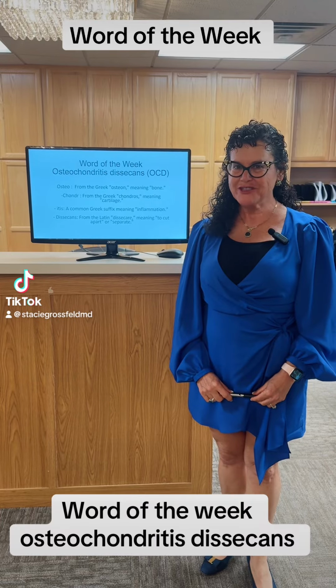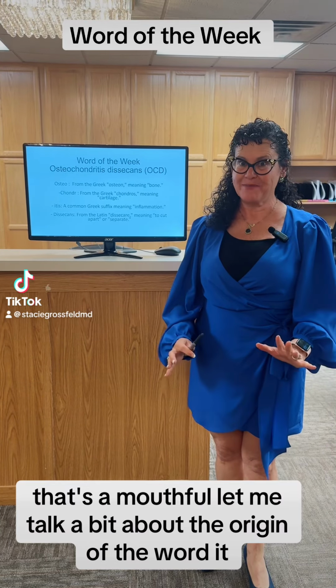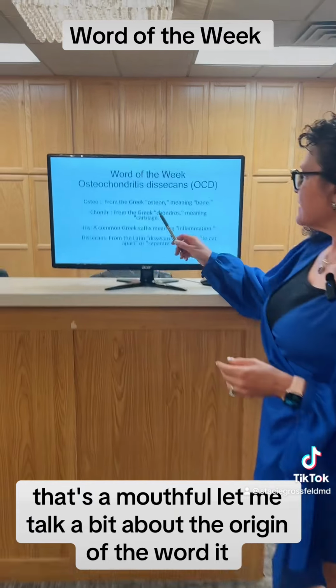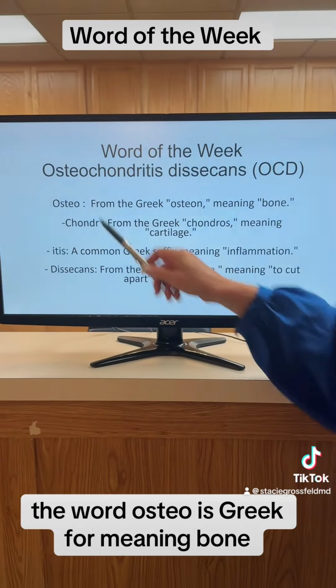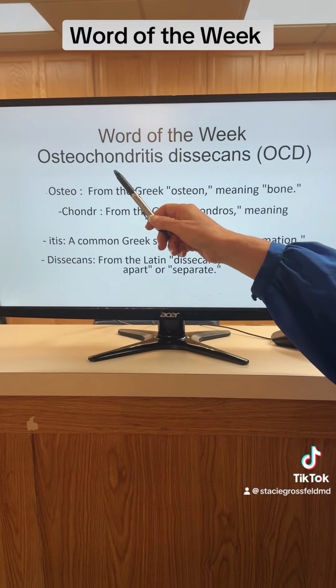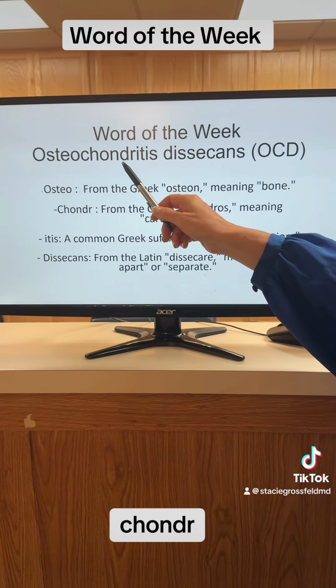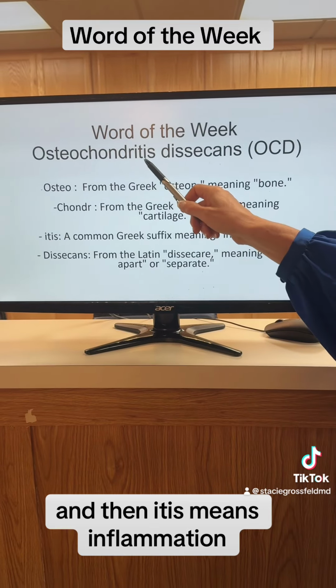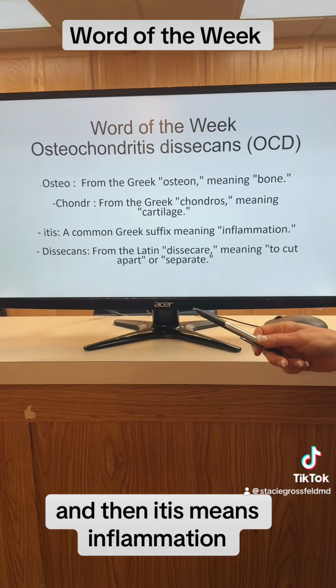Word of the week, osteochondritis dissecans. That's a mouthful. Let me talk a bit about the origin of the word. The word osteo is Greek, meaning bone. Chondr, or chond, means cartilage, and then itis means inflammation.